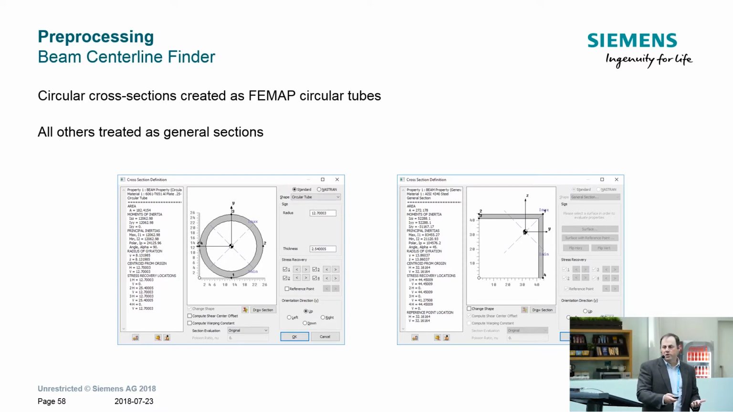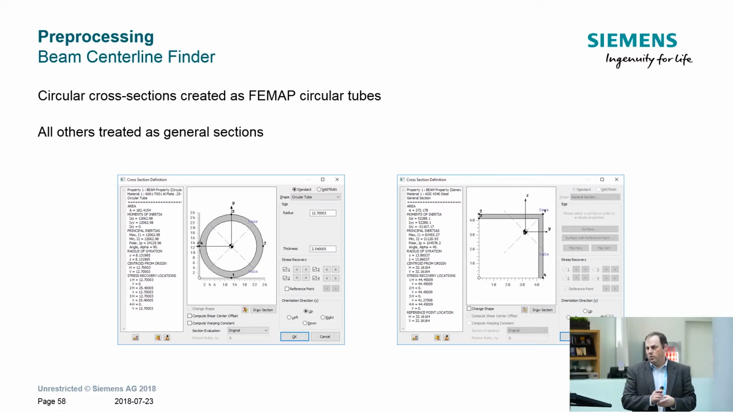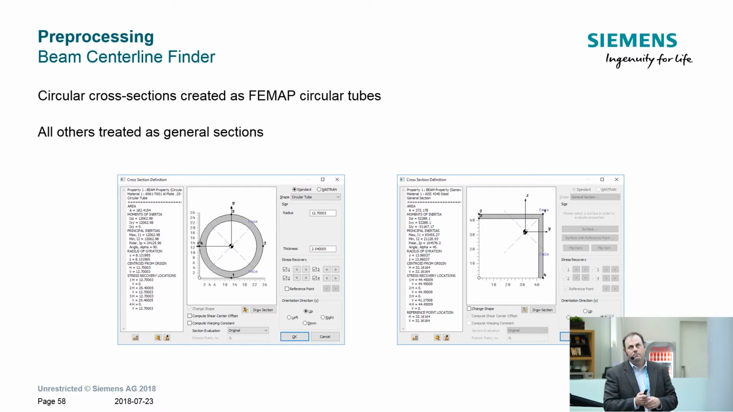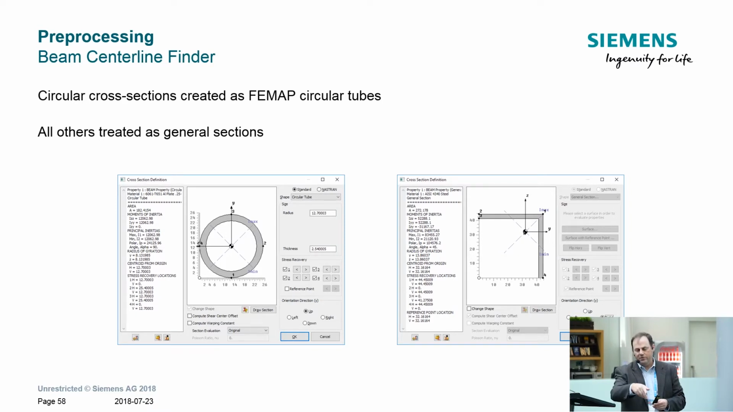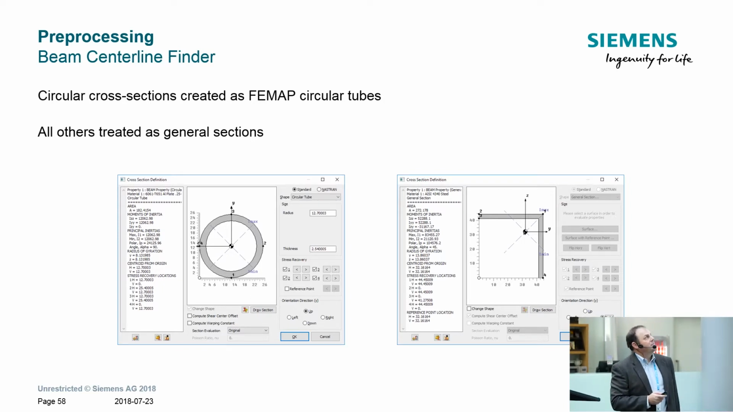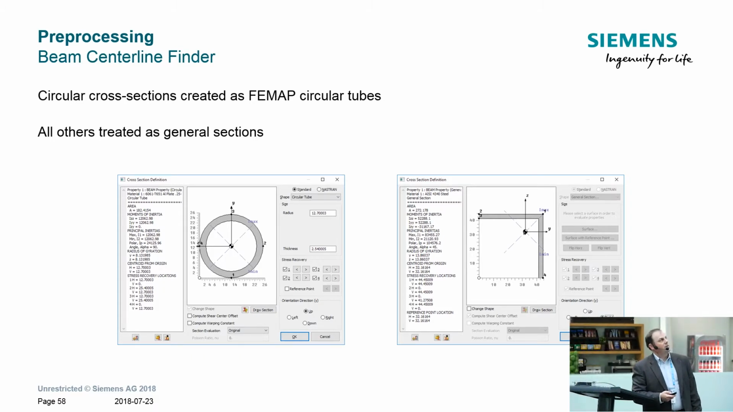All other cross-sections, we're going to use our general section capability, where we take the cross-section, use the surface that's created from that cross-section as a general section, and automatically calculate our section properties from all those general sections, including the shear center offset.